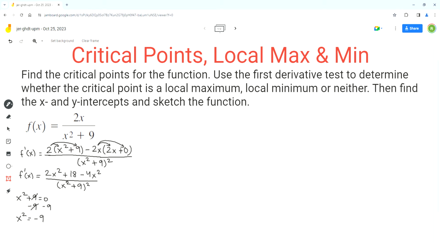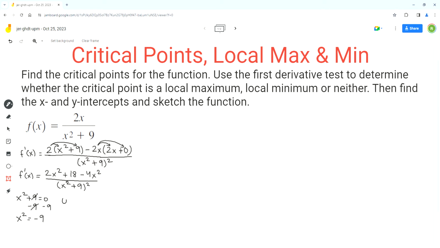Now x squared cannot be a negative number, because when you square a negative number, the result is a positive number, and when you square a positive number, the result is a positive number. That means there is no x value that will make the denominator equal to 0. So the expression for f prime of x cannot become undefined. The next step is to substitute f prime of x as 0 and solve for x to find the x values for which the derivative is equal to 0.